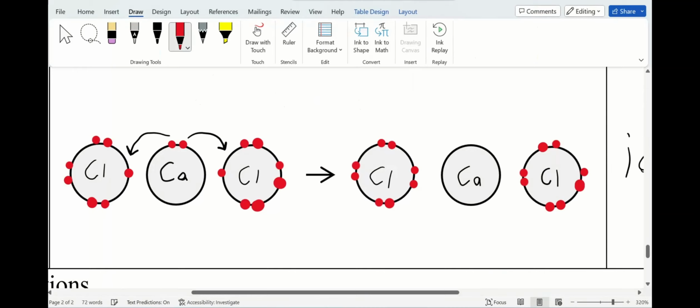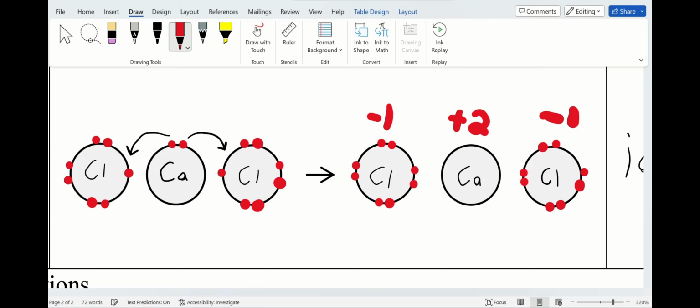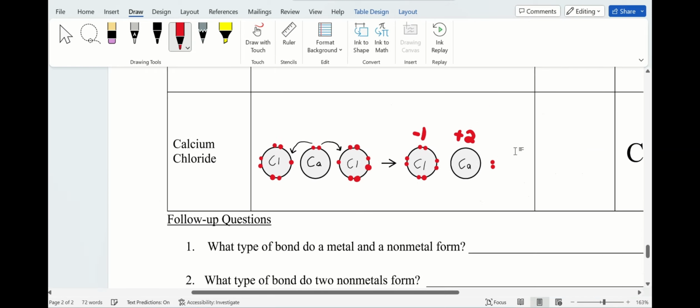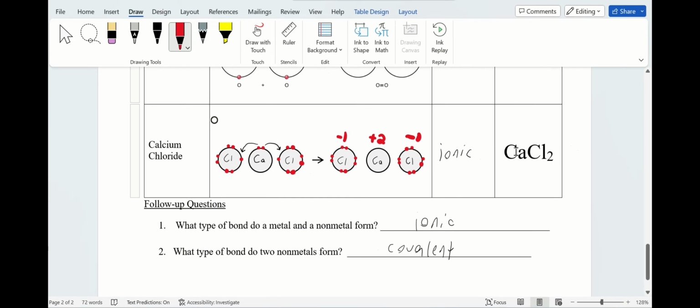As a good student, you're going to do this right here, and you're going to include your charges. Again, I didn't take off points if you didn't include them, but it's a really good habit to get into when you're drawing ionic bonds, right? So +2 for calcium, -1 for each of those chlorines. And that pretty much sums it up. Hopefully this was fairly straightforward.